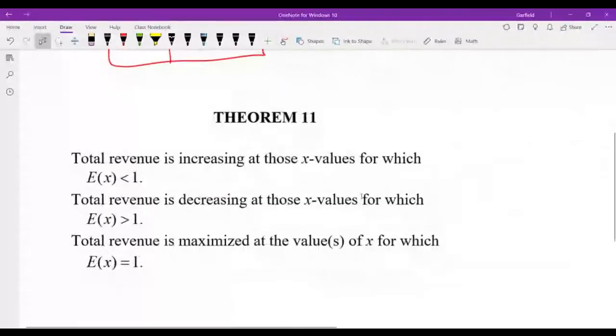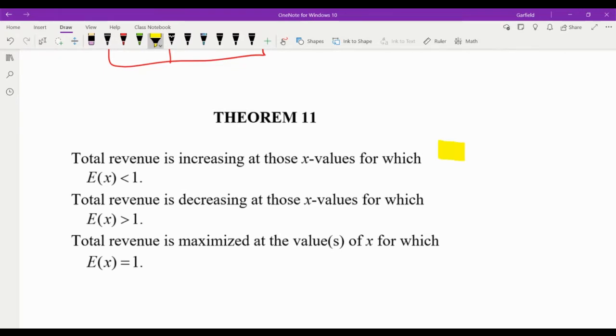Now, once we calculate this elasticity, we're going to get one of three results. We're going to get a number that's less than 1, we're going to get a number that's greater than 1, and we're going to get unit elasticity. So let's talk about the first one. Total revenue is increasing at those x values for which E of x is less than 1.